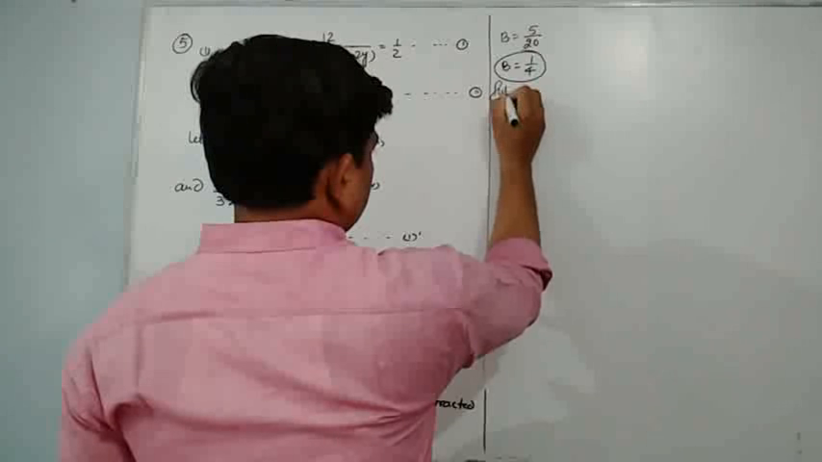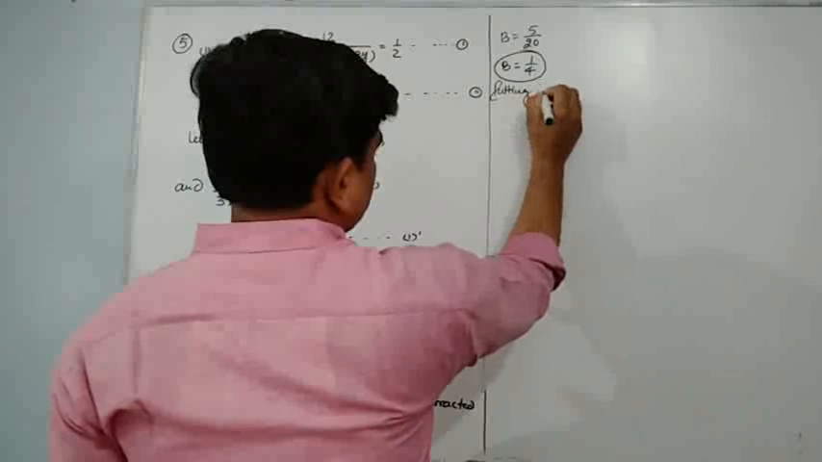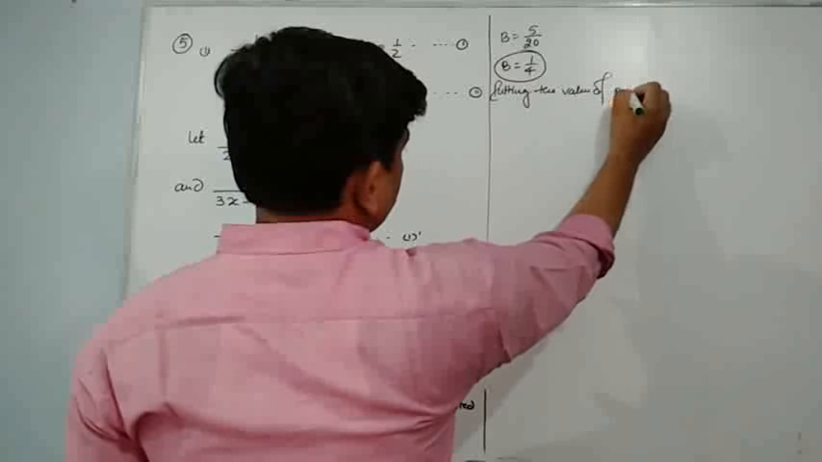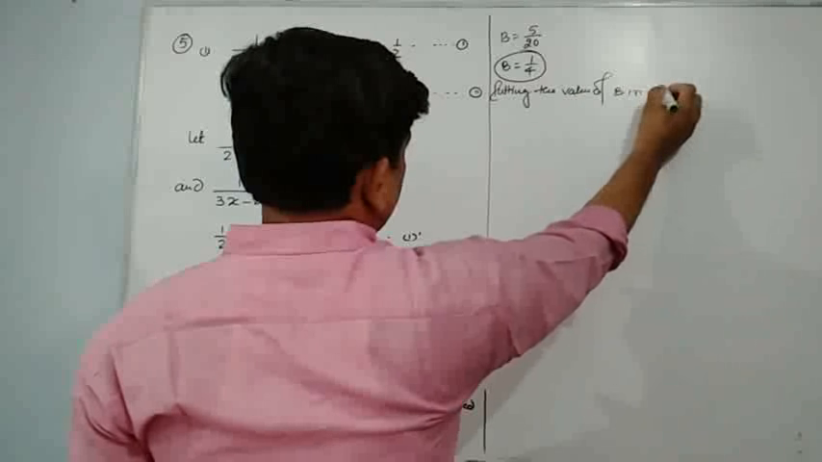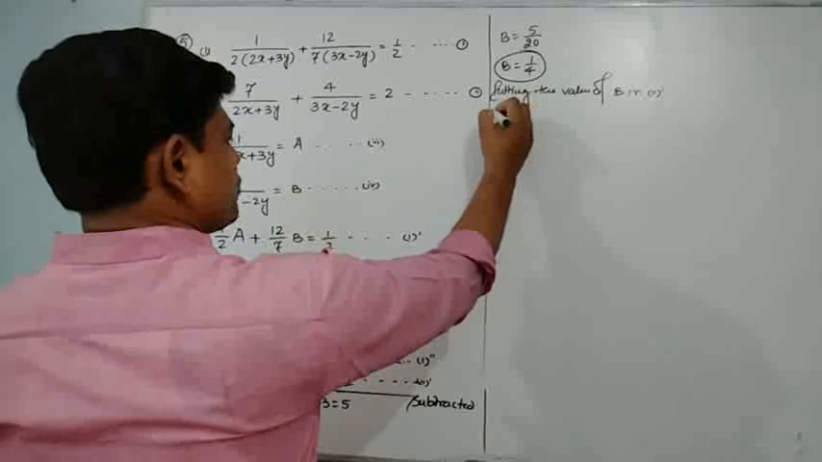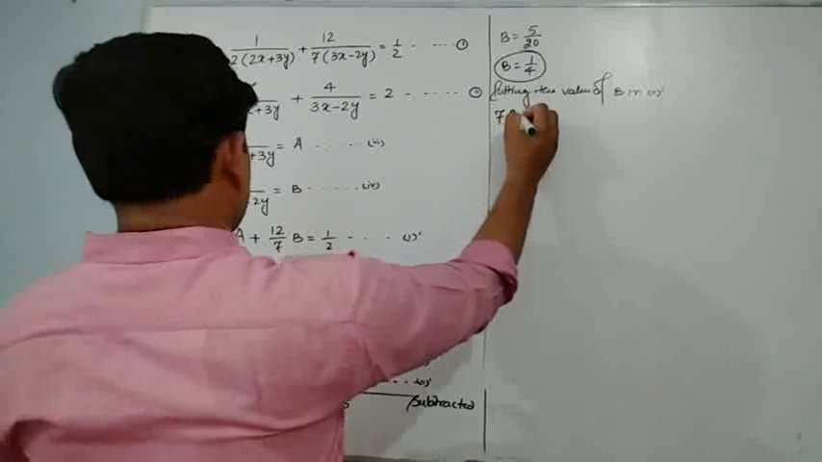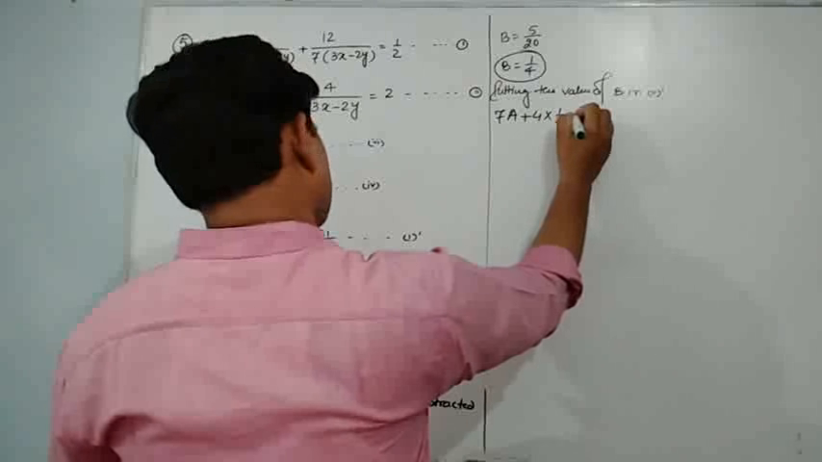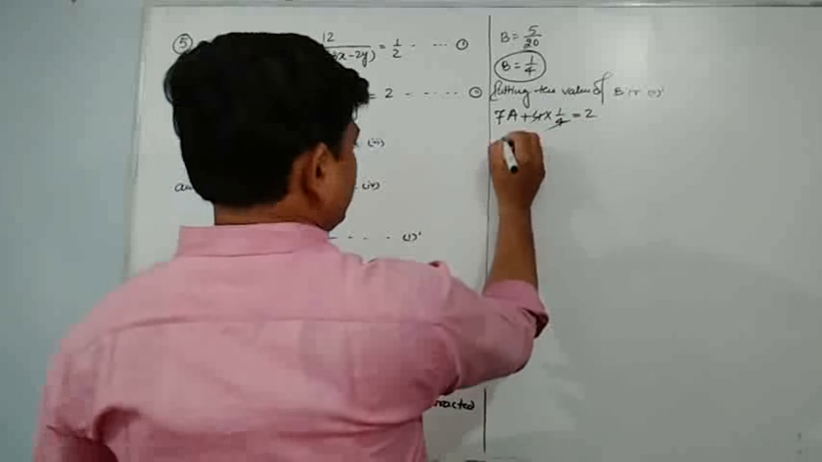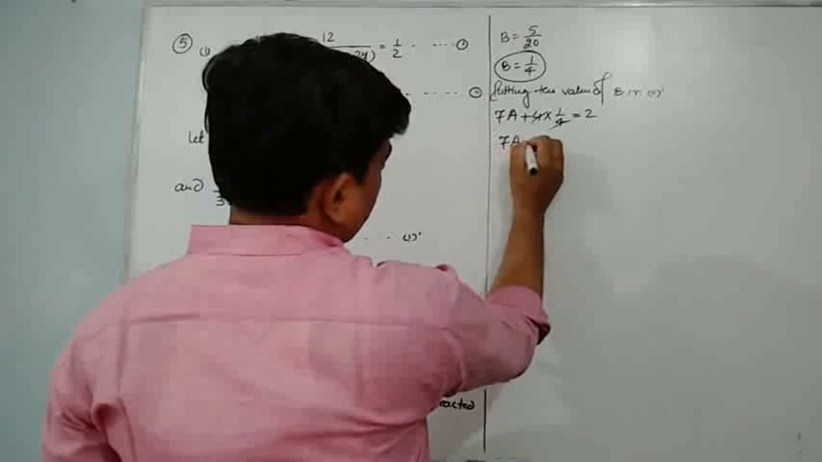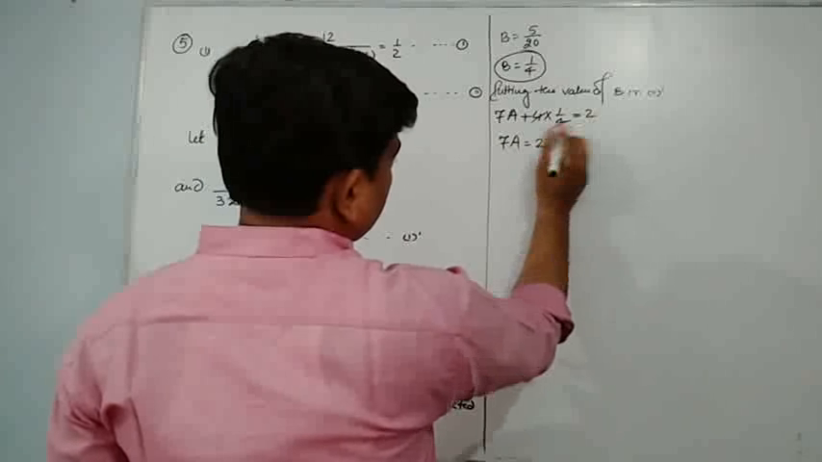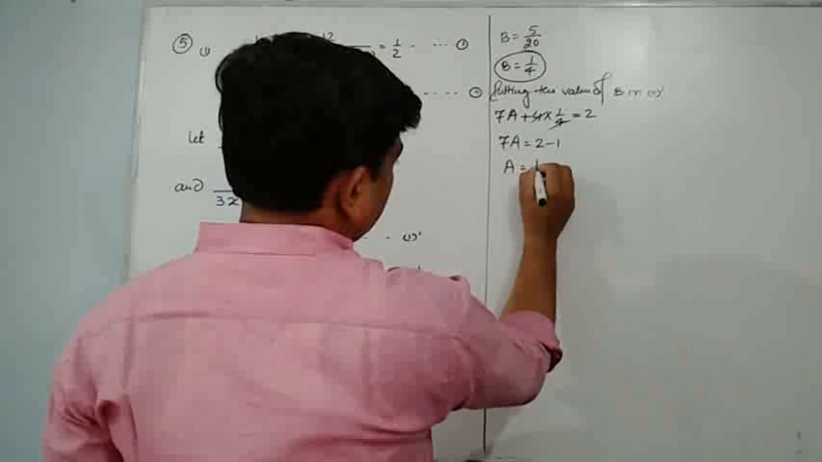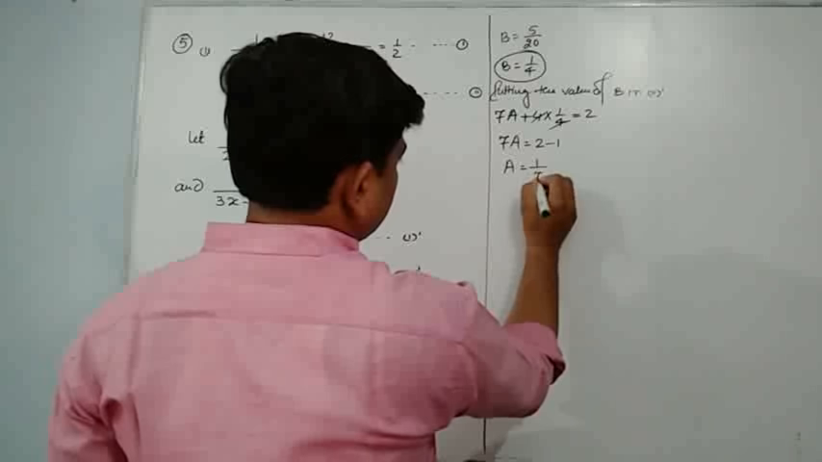Putting the value of b in 2 dash. What will happen? You can see 7a plus 4 into 1 upon 4 is equal to 2. They can eliminate. Now 7a is equal to 2, and 1 will transpose, 7a is equal to 1. So a is equal to 1 upon 7.